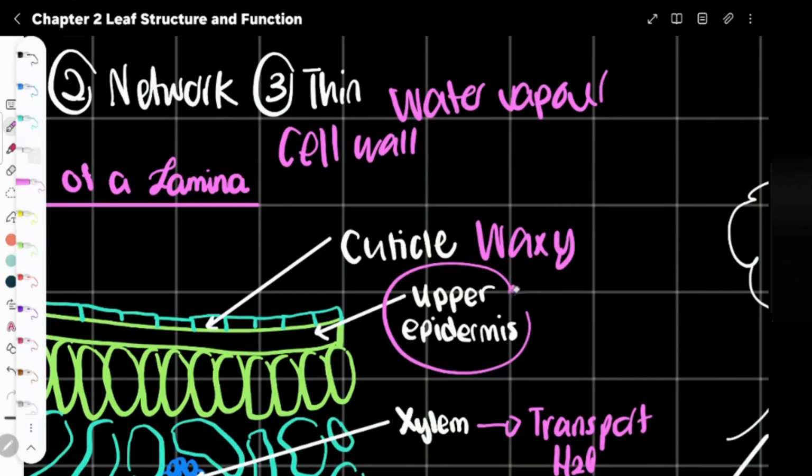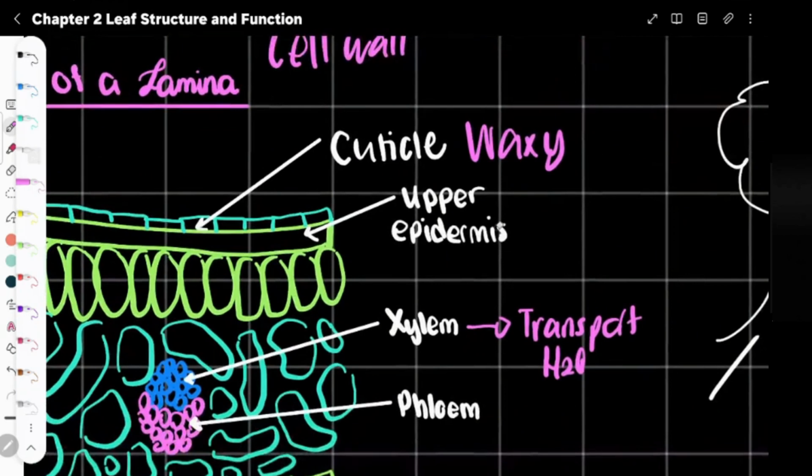Upper epidermis. The function of the upper epidermis is to maintain mechanical support. You can think anything. Actually, they rarely ask it, so you don't need to focus on this one. But you need to know it is the upper epidermis.